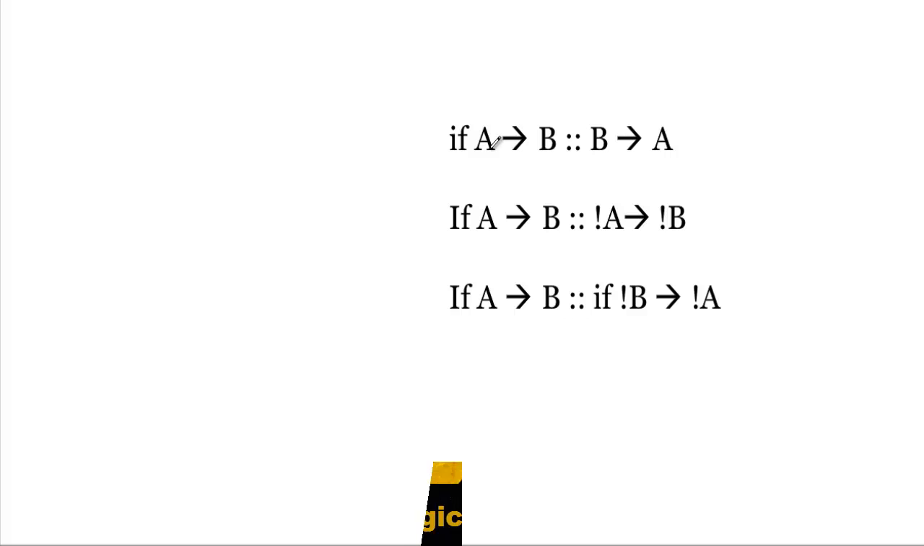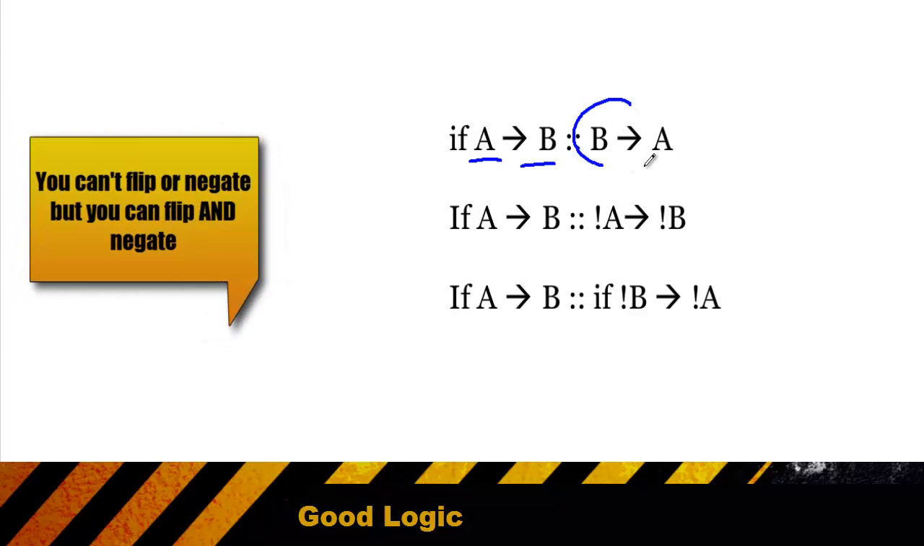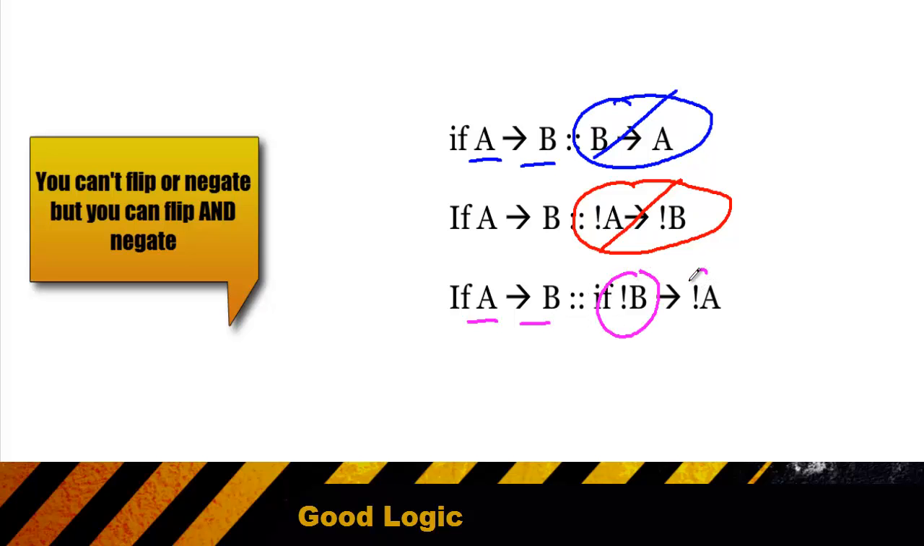Let's review what we've learned. If we have the argument, if A, then B, we cannot flip that argument. We cannot conclude, therefore, if B, then A. That's an improper reversal. We also can't take the same argument and negate it. We can't conclude, therefore, if not A, then not B. That's an improper negation. So you can't flip it and you can't negate it, but you actually can flip it and negate it. Logical reasoning does allow you to say, if A, then B, therefore, if we don't have B, then we don't have A.